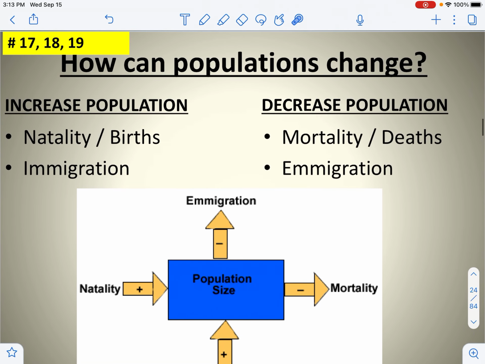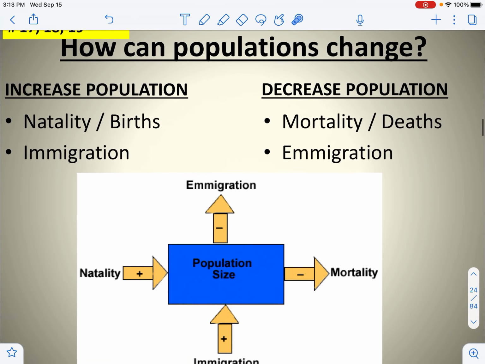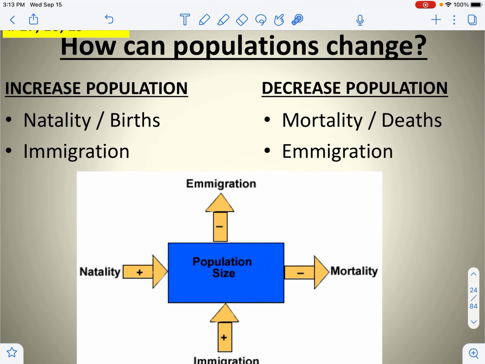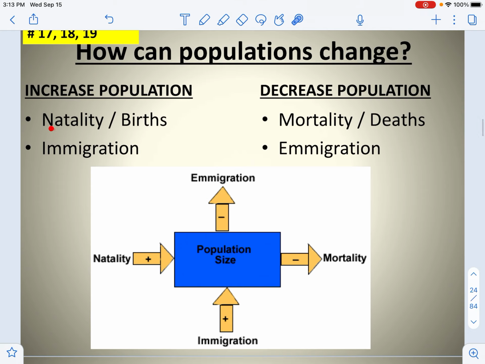So that's those. All right, so let's look at things that can cause populations to increase or decrease. These are pretty self-explanatory. Natality is a fancy word for births. Obviously, if a lot of people are born, that's going to increase the population. Immigration is people coming into an area from another area, which also increases the population in that area. Whereas deaths and people leaving, emigration, would decrease it.